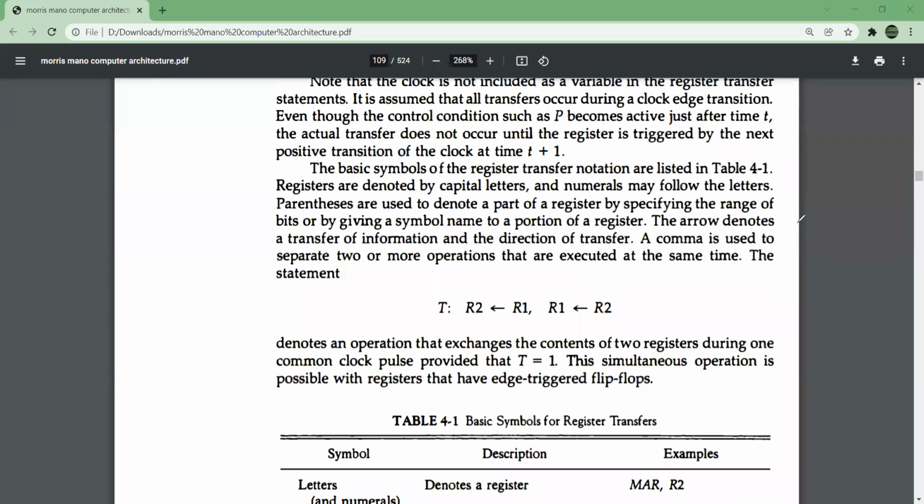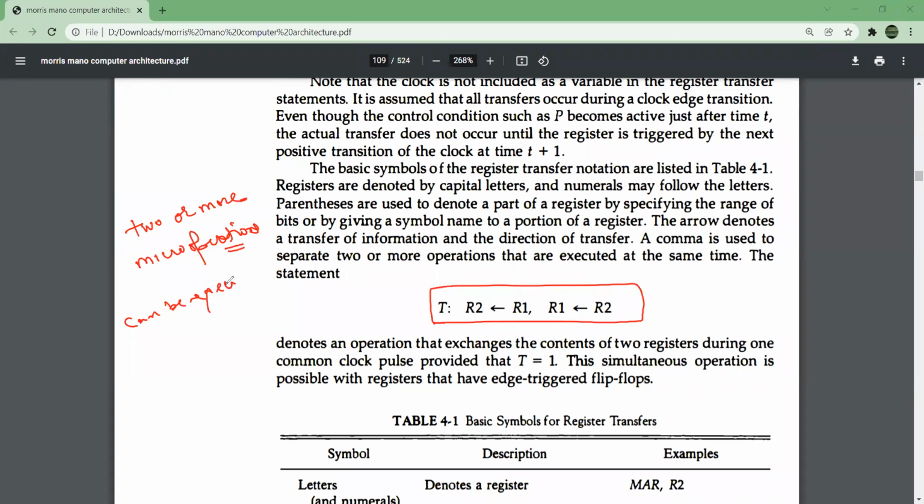So now again, there is one more thing that has been specified in here. I'm not saying that this is what is going to happen, but there is a possibility that two or more micro operations can be executed at the same time. So how do we designate those? We designate those by separating them using the comma.